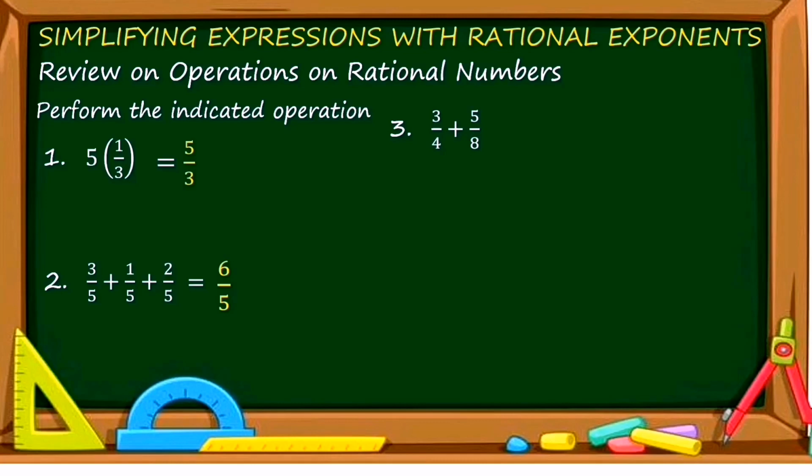Number 3, 3 over 4 plus 5 over 8. In this situation, the rational numbers have different denominators. Remember that we can only add or subtract rational numbers if they have the same denominators. So, what are we going to do? Before we perform addition, we need to look for the least common multiple of 4 and 8. Do you know how to do it?